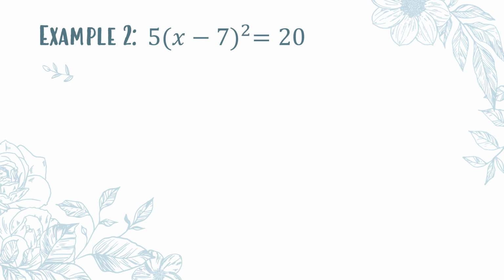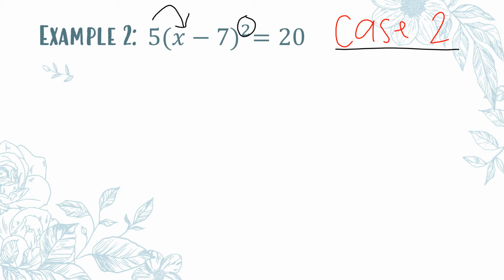Example 2, this is going to be case 2. And you can tell because of where the exponent is located. So don't just go by, oh, there's parentheses, so it looks like case 2. My exponent is outside the parentheses. If your exponent is outside the parentheses, then I've got to go by this case because the other case, I'm allowed to distribute this 5 inside the parentheses. I cannot do that here because I have the exponent outside.